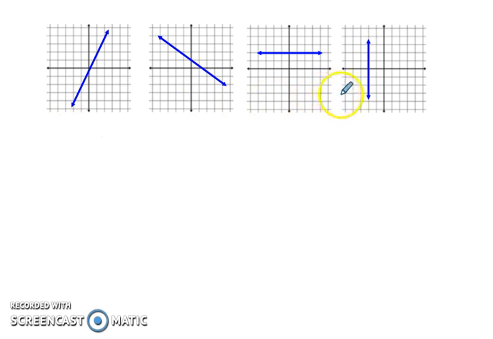So here I have 4 different lines. This one is going up, so even without actually calculating the slope, I know that this is a positive.